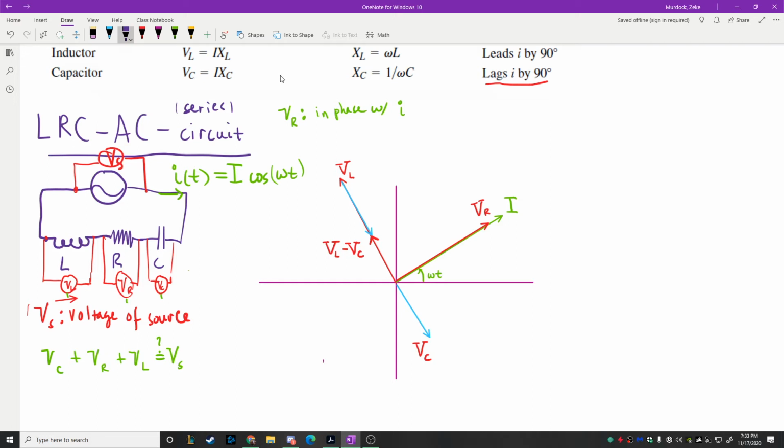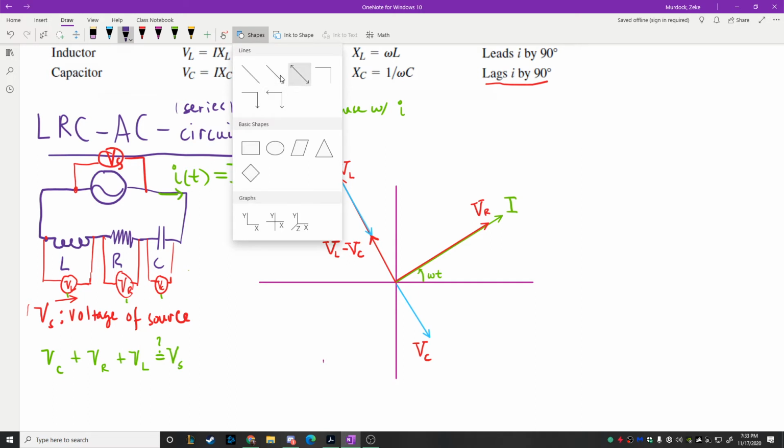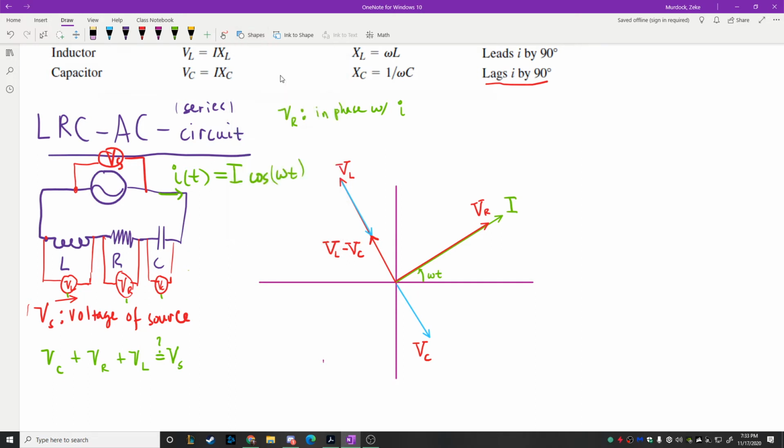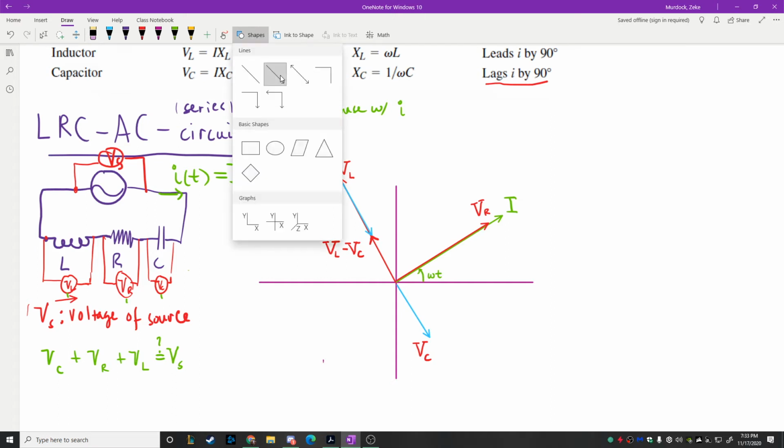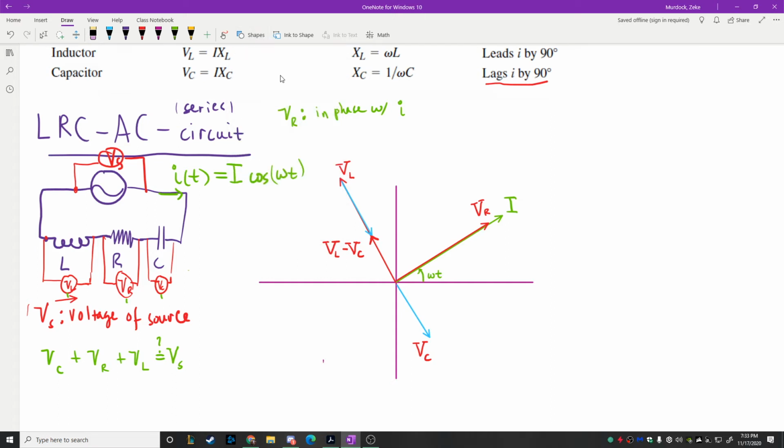Alrighty. So now what we're going to do is, we know that if I have VR pointing this way, and if I have VL and VC pointing this way, I can add those two vectors together, right? They're phasors, but phasors are a type of vector that just spins. So what I can do is come in here and draw a line. We're going to kind of eyeball it. It'll be fine that way.